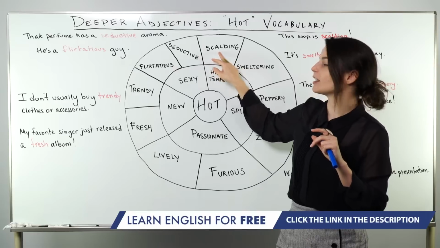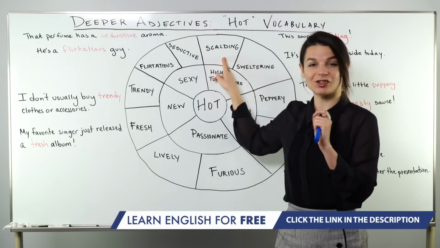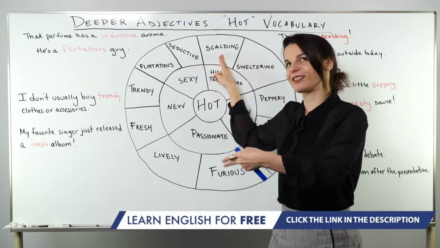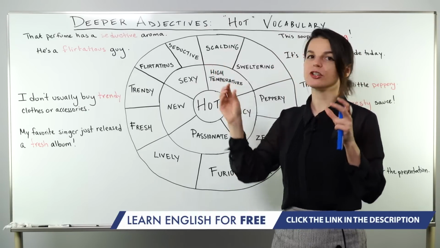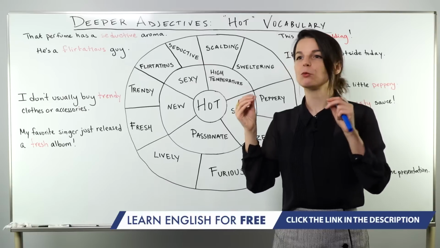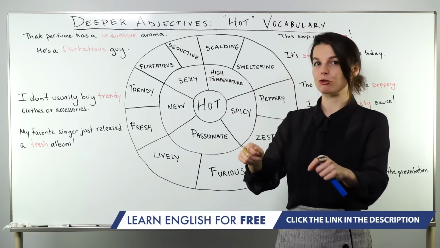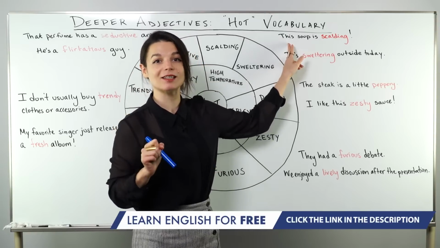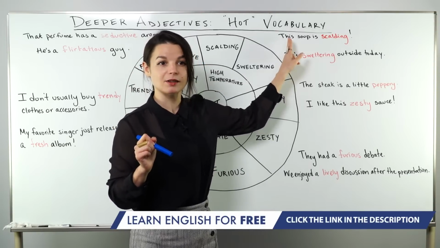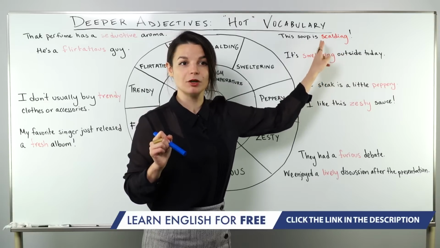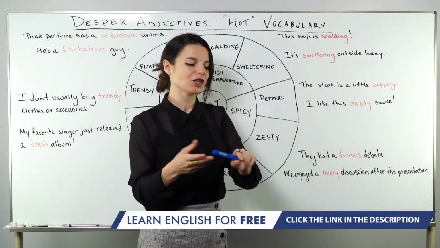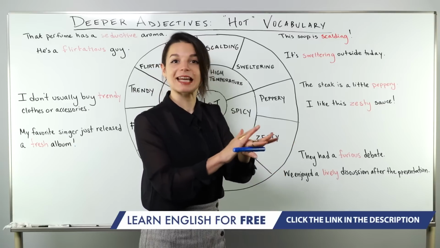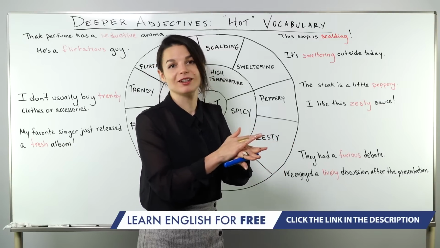First, let's take a look at this word. This is scalding. So when we say something is scalding, or you might also hear scalding hot, it refers to an object often, and we use it a lot to talk about food. For example, in this sentence, this soup is scalding. So scalding comes from the verb to scald. To scald means something is so hot that it causes like an injury. It causes a burn on the skin.